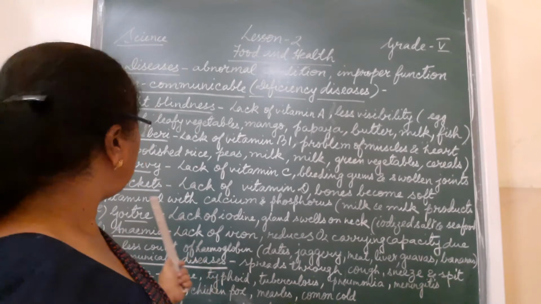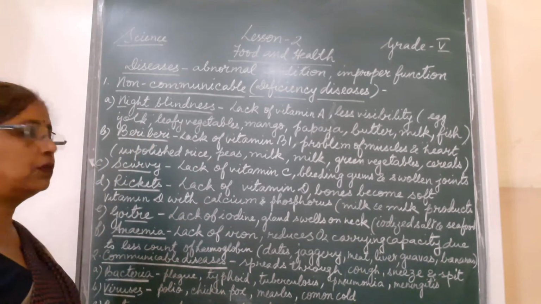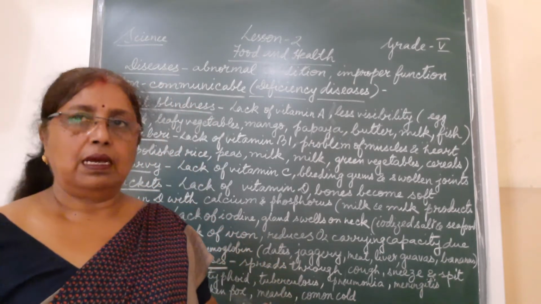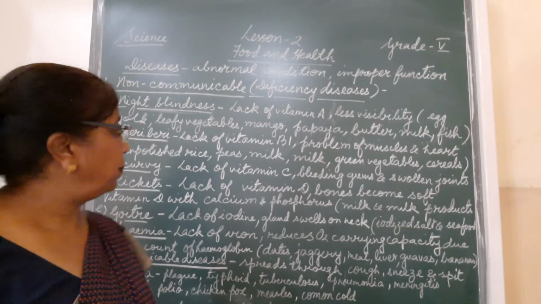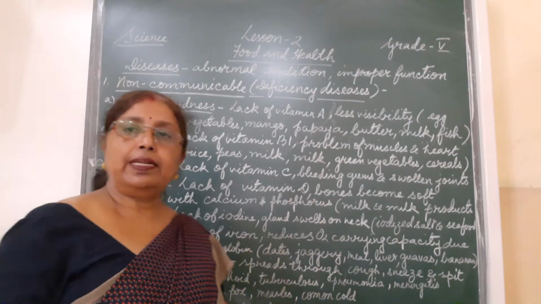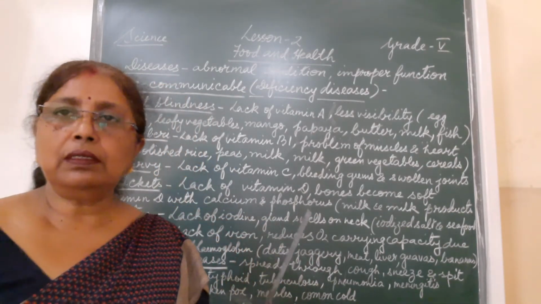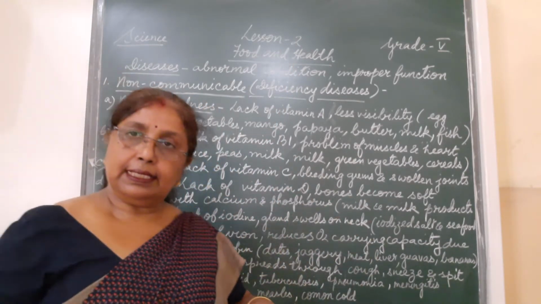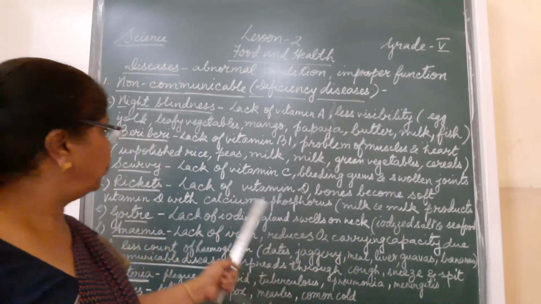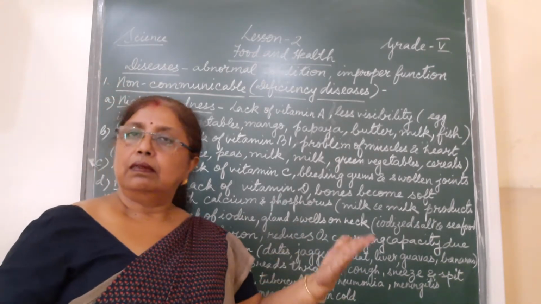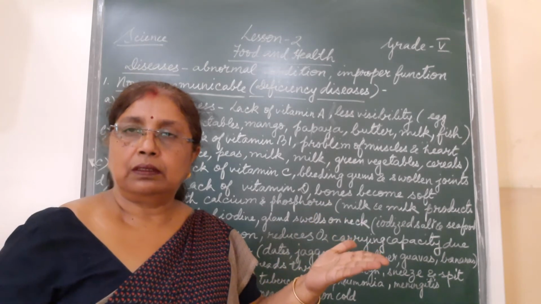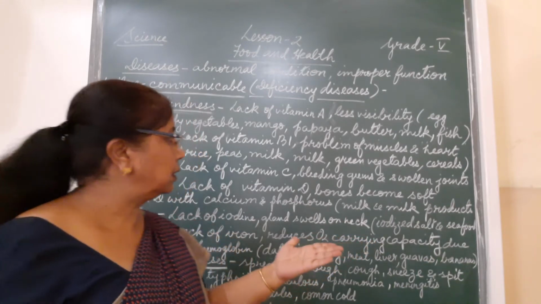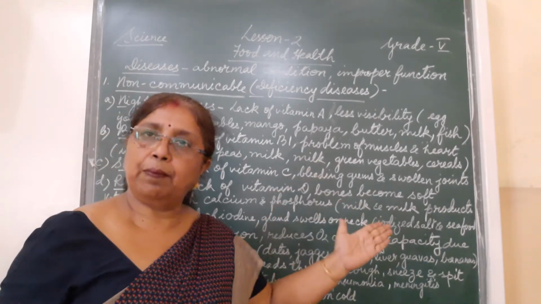Now next we will see about rickets. Rickets is caused by the lack of vitamin D. In this disease, bones become very soft, and sometimes in children, the legs become bow-shaped. Vitamin D, along with calcium and phosphorus, if taken, works much better. Now, where do we find calcium and phosphorus? In milk and milk products.